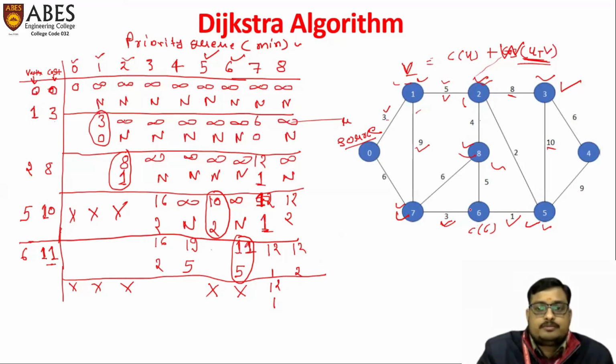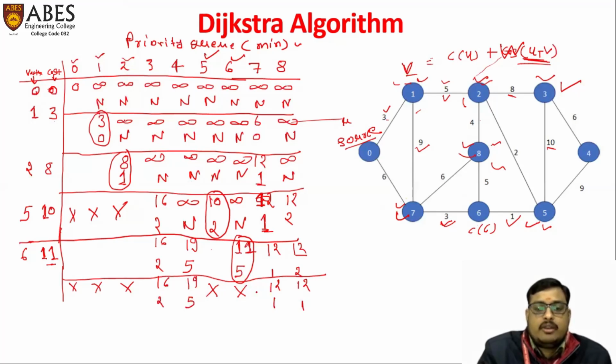Now come to 8. What will be the cost of this? The cost of 6, that is 11, plus 5 is 16. But it already has 12, so we'll not update it. It will be 12, 1. Any other vertex, 5 is not present and other vertices are not eligible. So we'll just write 16, 2 and 19, 5.